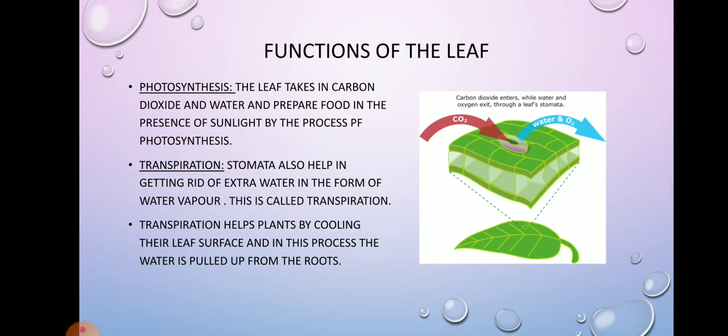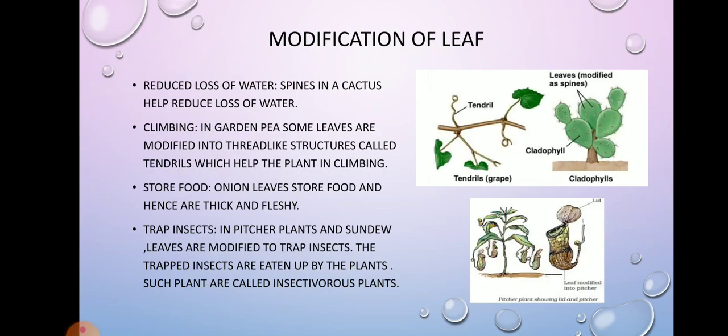Then the next topic which we are going to talk about is modification of leaf. Again the same thing, modification of roots and stem we have already seen. Now this is modification of leaf. Again, leaves are also modified for some extra functions. Common functions we have seen are that it carries out photosynthesis and transpiration. Along with it, it does extra functions, a special function.